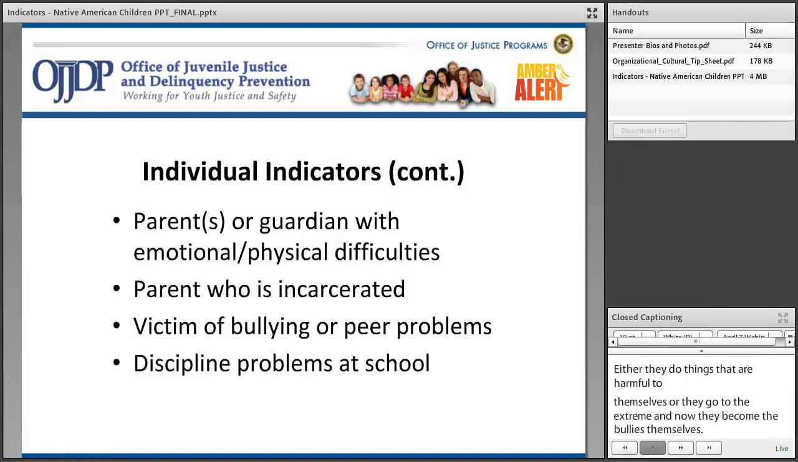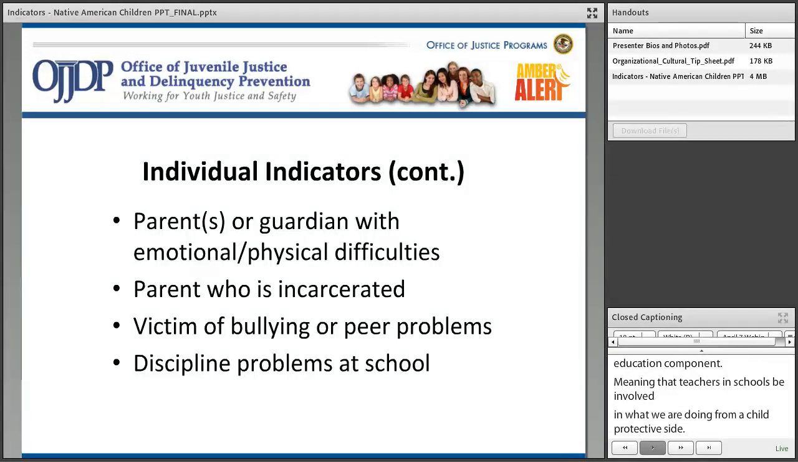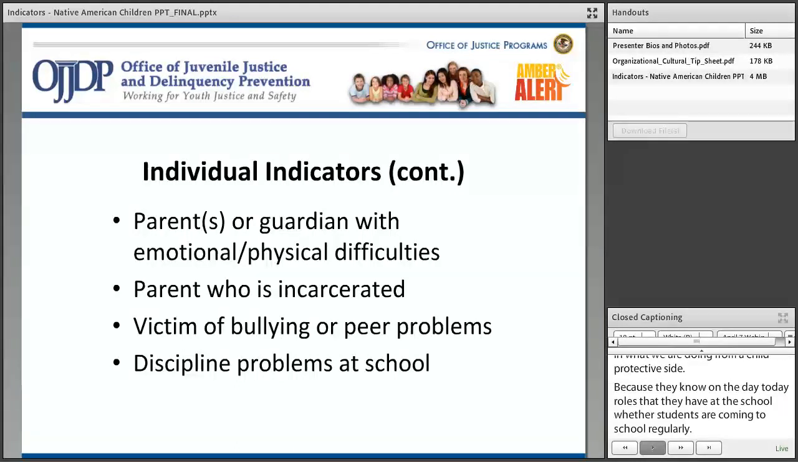And then also the discipline problems at school. I did some training back in October here in Albuquerque and talked a little bit about the importance of incorporating any type of child welfare services to include the education component, meaning that teachers in schools being involved in what we're doing from the child protective side, because they know on the day-to-day roles that they have at the school, whether students are coming to school regularly, the demeanor of the students, whether there's chronic absenteeism, whether they have even the paper and pencil to do their studies throughout the day, whether they have lunch money or they're eating and those types of things.